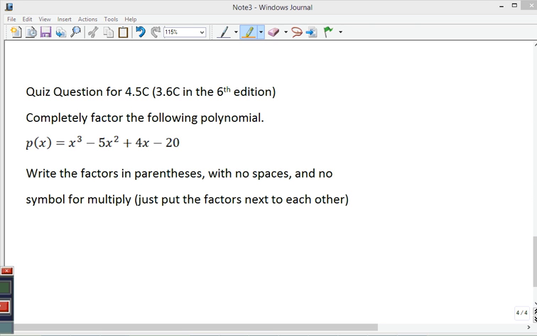So when you write your answers, I want them written as factors, not just as zeros, as factors. So you got to write x minus the 0, each of the zeros. So you should have 3 factors, put them in parentheses. Don't put any spaces inside. Don't put any spaces or symbols between the factors. Just put the factors next to each other with their parentheses.